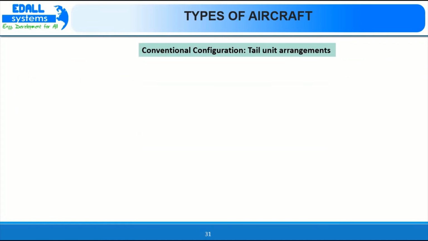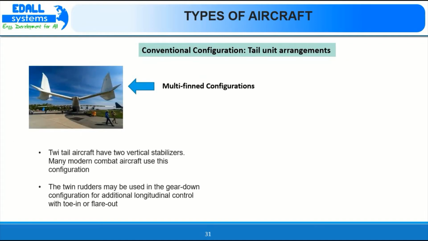The next two configurations under tail unit configuration begin with the multi-fin configuration. So the aircraft has two vertical stabilizers. Many modern combat aircraft use this configuration.